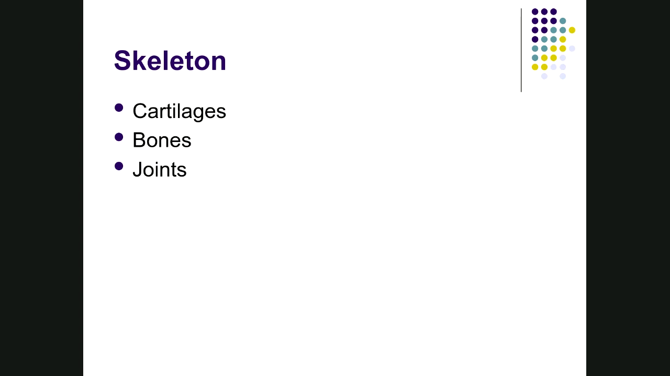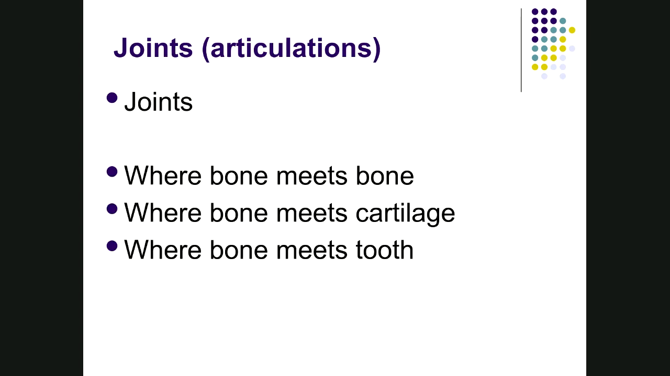So we've already looked at cartilages and bones. So what we're going to do today is we're going to talk about joints. So joints are technically called articulations. The word articulation means to come together, and that's what a joint does. It's where things come together. So it could be where a bone comes together and meets a bone, but it could also be where bone meets cartilage, or where bone meets tooth.